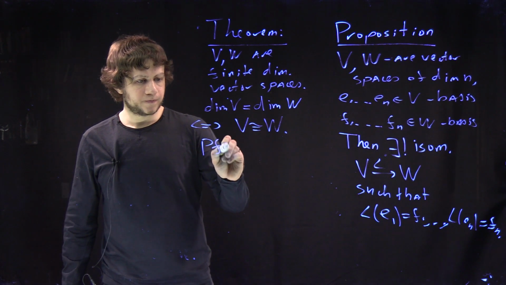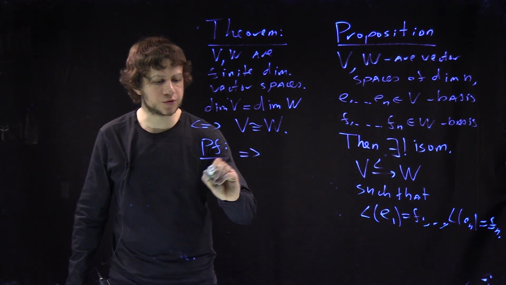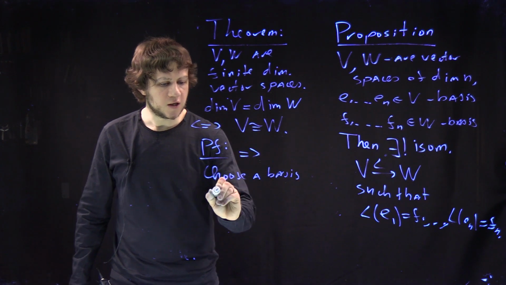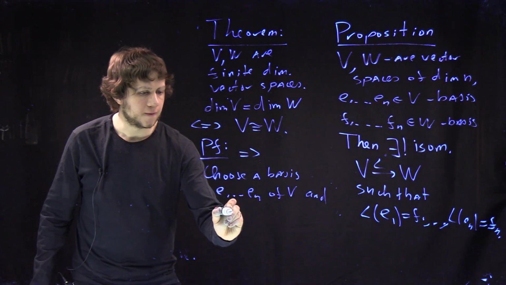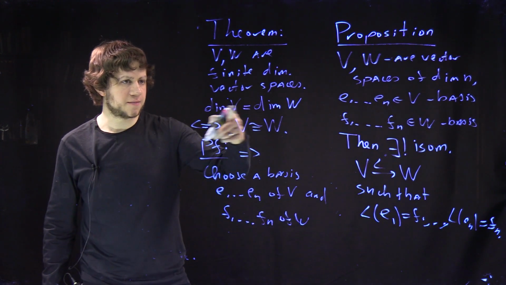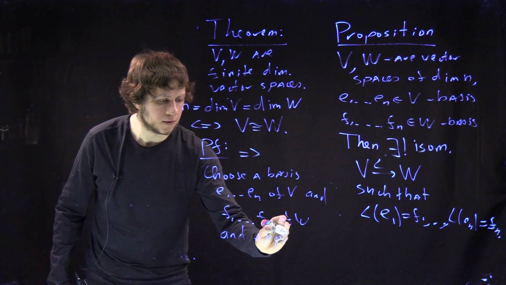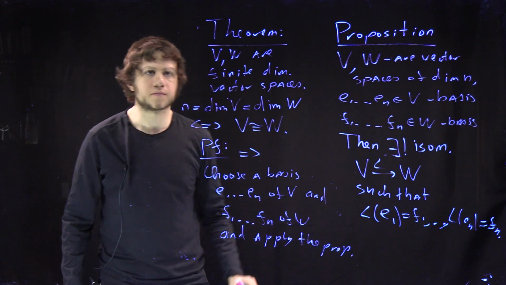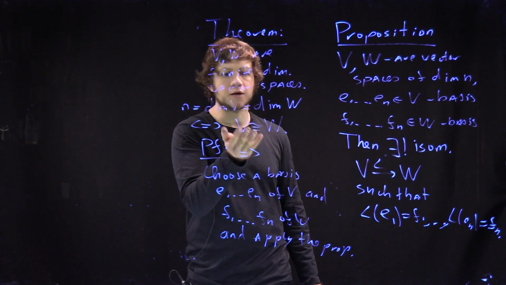So the proof. One direction is: just choose a basis E1 up to En of V and F1 up to Fm of W, and you see that this n is definitely the dimension. So this is the dimension, and apply the proposition. That's it. Then there is an isomorphism moving these guys to these guys, in particular V is isomorphic to W.